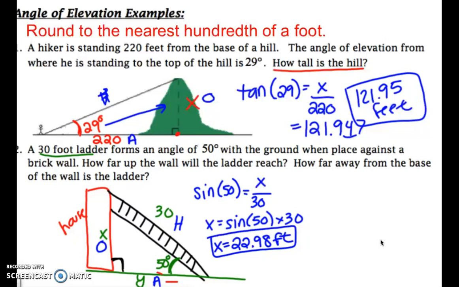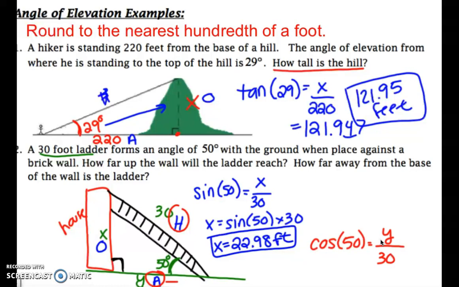And then let's do another problem and find how far the ladder is from the base. So I would now be using A and H. Okay, it's better to use the hypotenuse because it's very exact, because the opposite that we just found was rounded. So I'm going to do cosine of 50 equals adjacent, which I don't know, over hypotenuse.